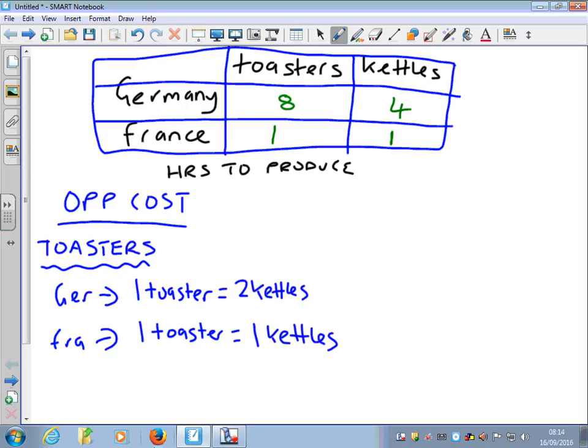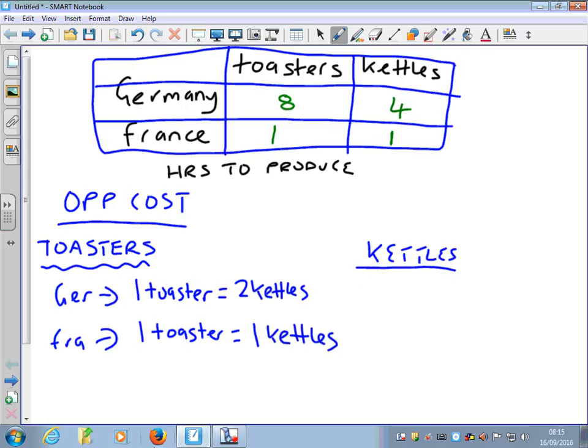Now, one other assumption that we make here is that the resources in these economies are transferable. So in other words, resources can easily be transferred from making kettles to toasters and vice versa. Again, it's another quirk or inaccuracy of the theory in many ways, because obviously in reality, resources cannot be transferred that easily.